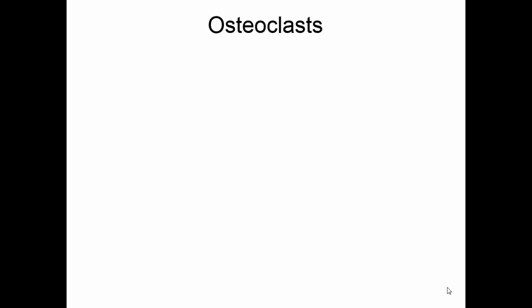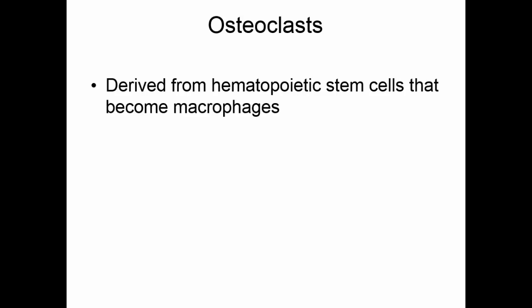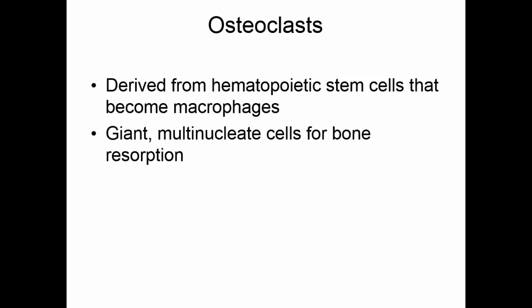The osteoclasts are derived from hematopoietic stem cells that eventually become macrophages. These cells are giant multinucleate cells, and they resorb bone, that is, they break it down. You have to remember that clasts crush.